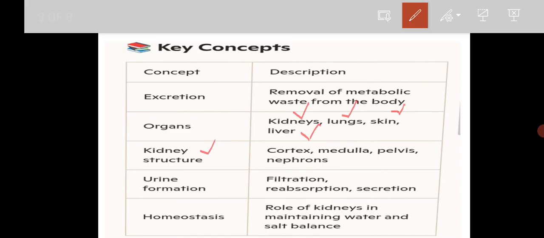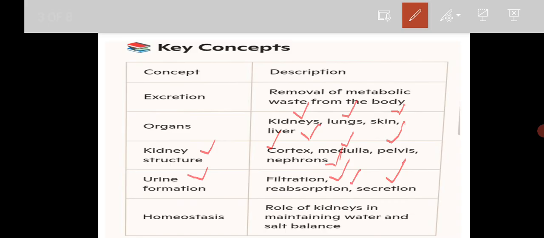Kidney. The main parts of the kidney are called the cortex, we shall see in a diagram shortly, the medulla, the pelvis, and the filtration unit called the nephron. The process of urine formation includes filtration, reabsorption, and secretion. We are going to look at the details of this.